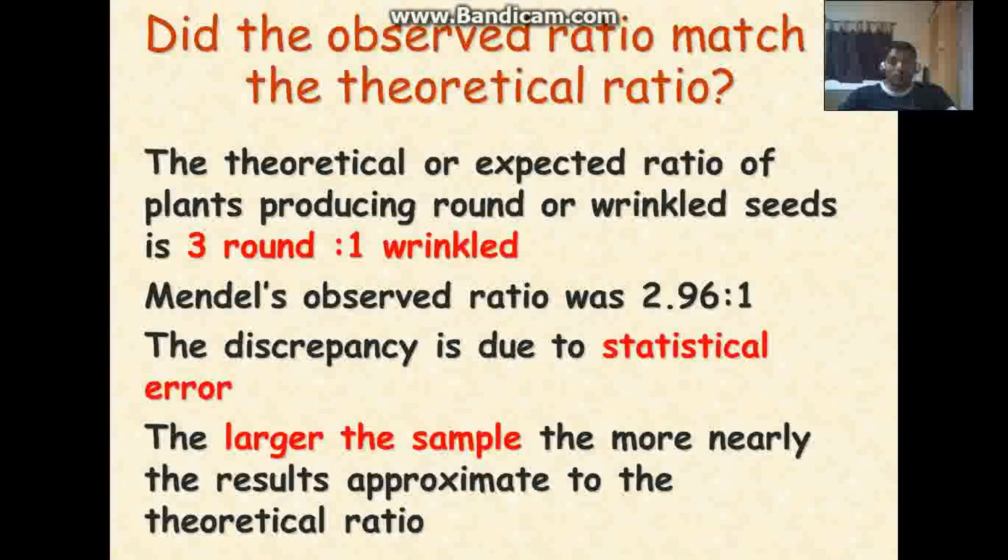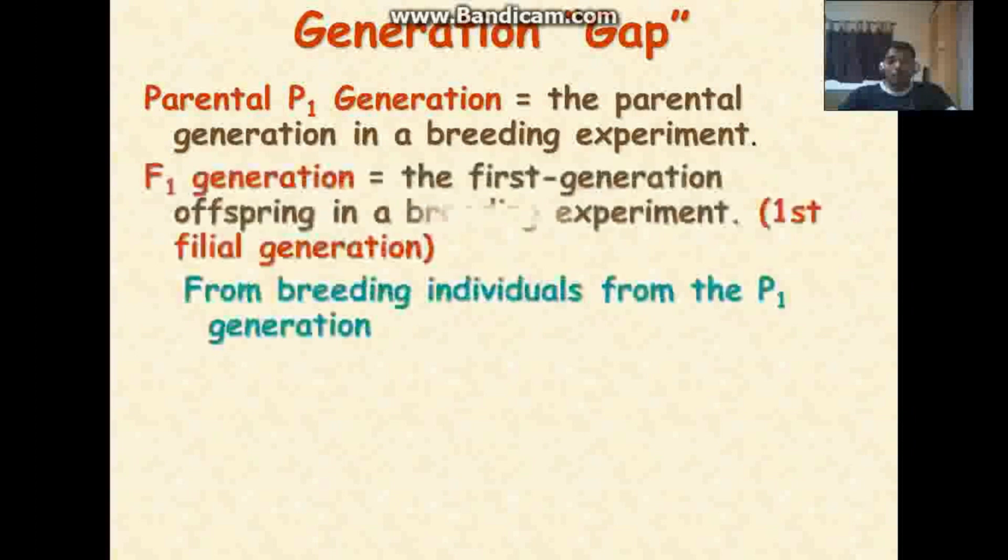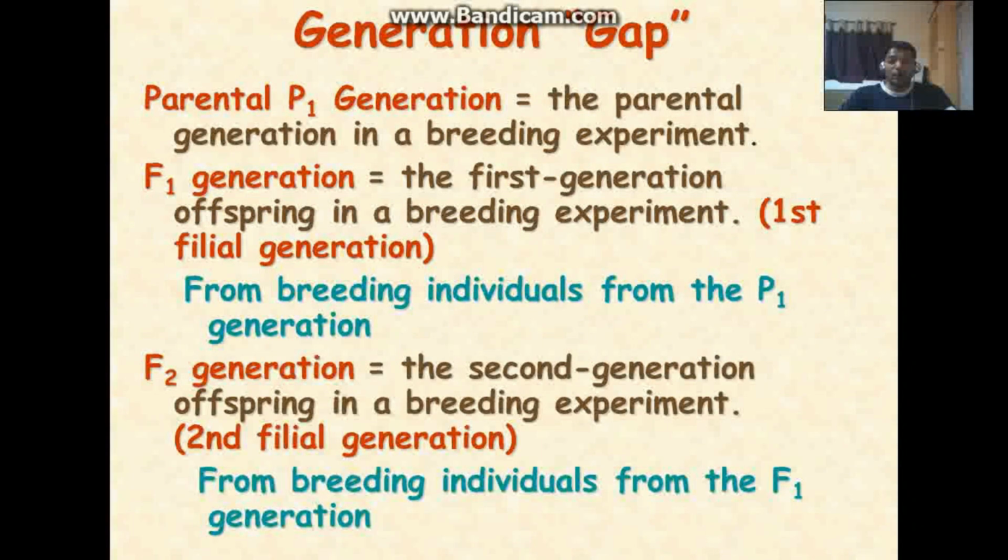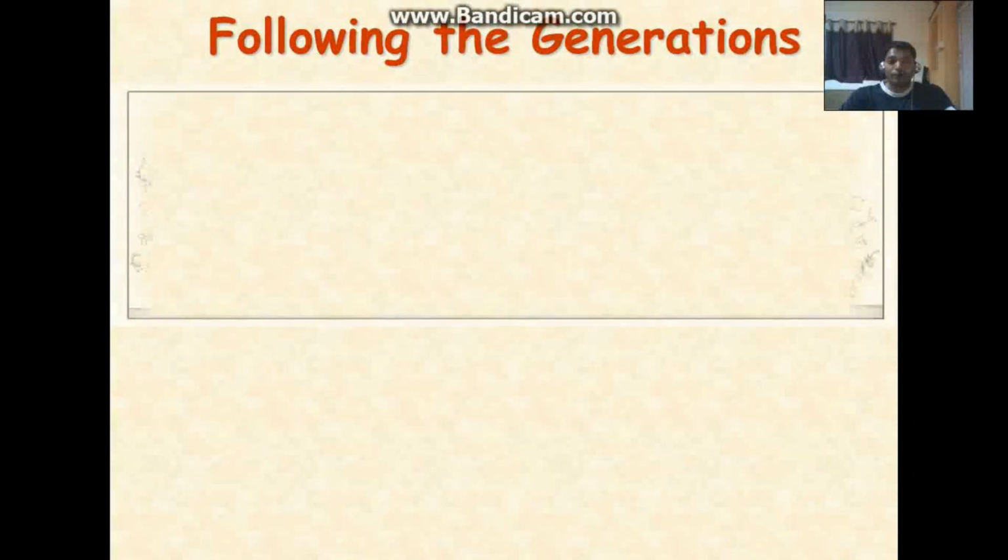So now the theoretical expected ratio of plants producing round or wrinkled seed is 3 round to 1 wrinkled. Mendel's observation was 2.96:1. P1 is nothing but the first generation or the parental generation in a breeding experiment. F1 generation is the first generation of the offspring in a breeding experiment from breeding individuals from the P1 generation. F2 generation is the second generation.